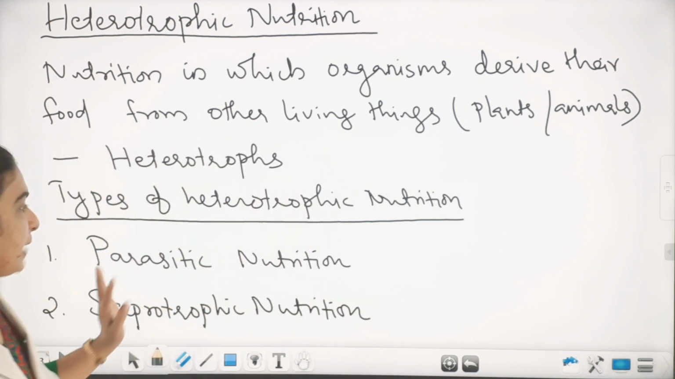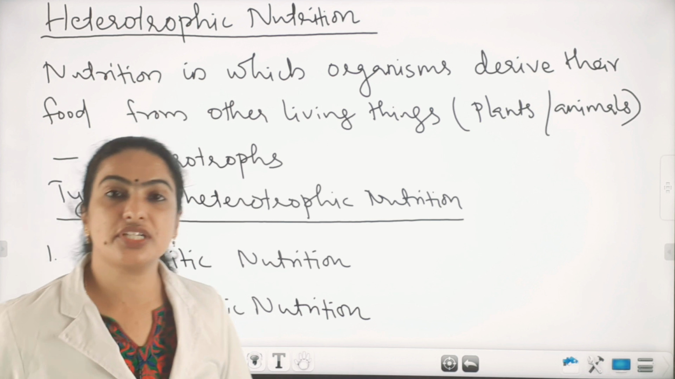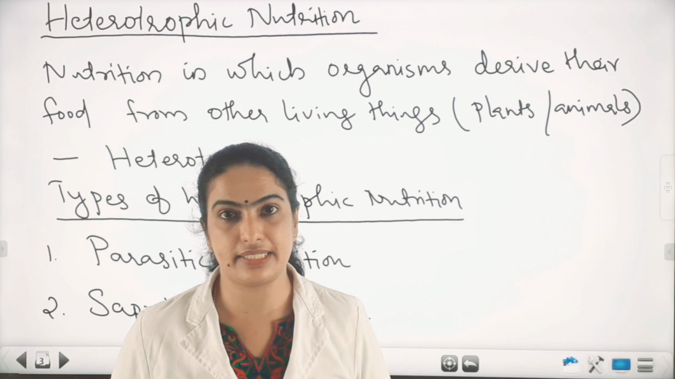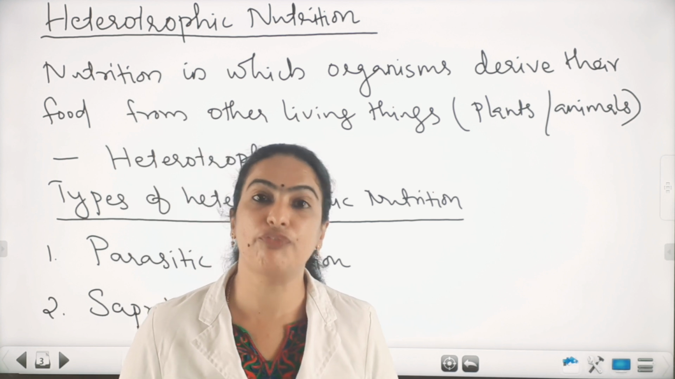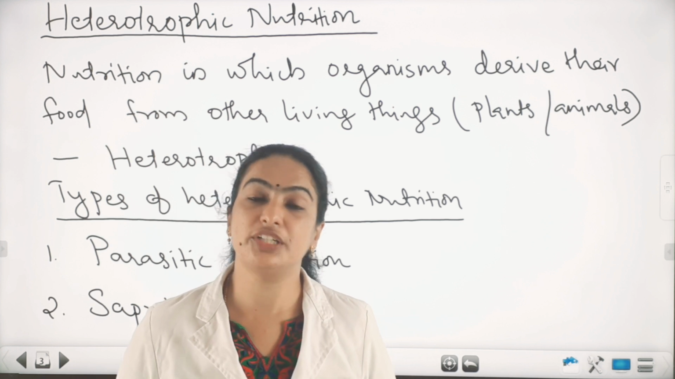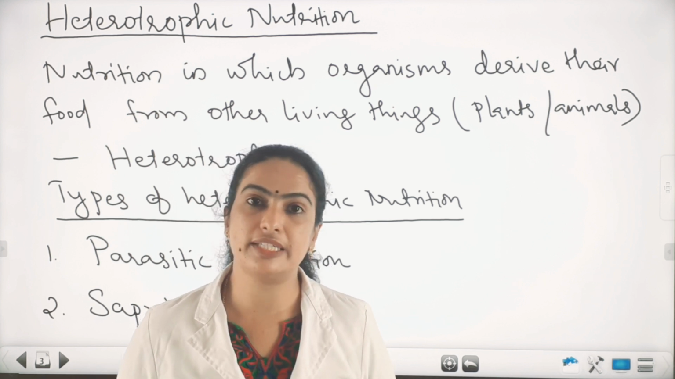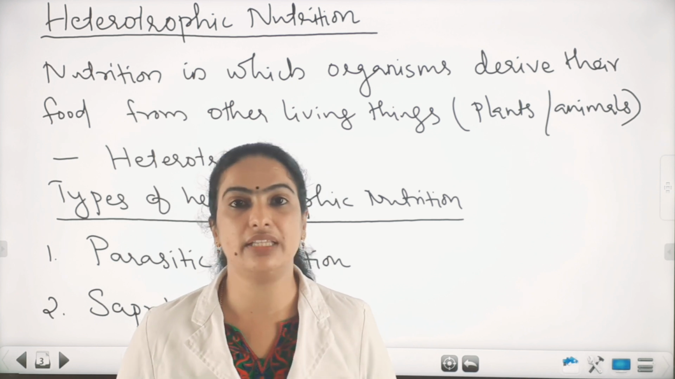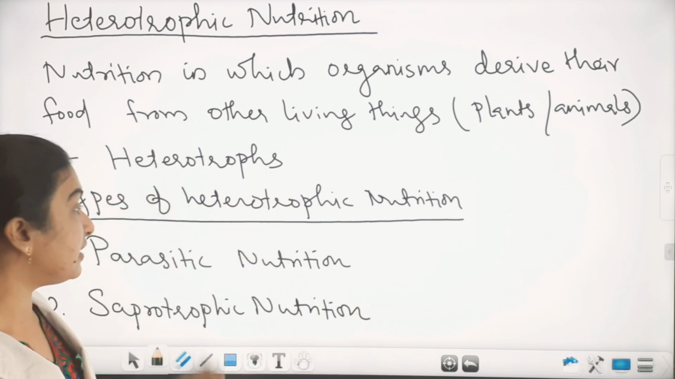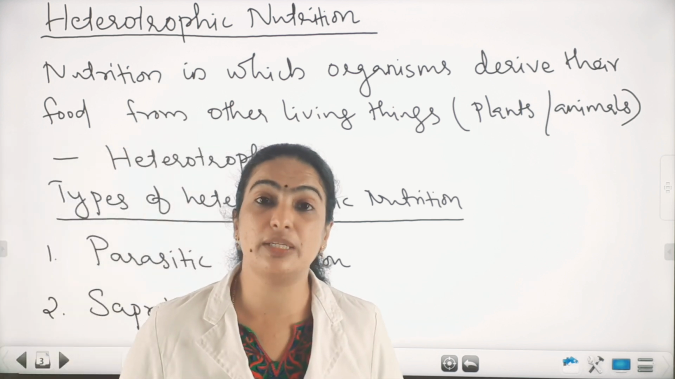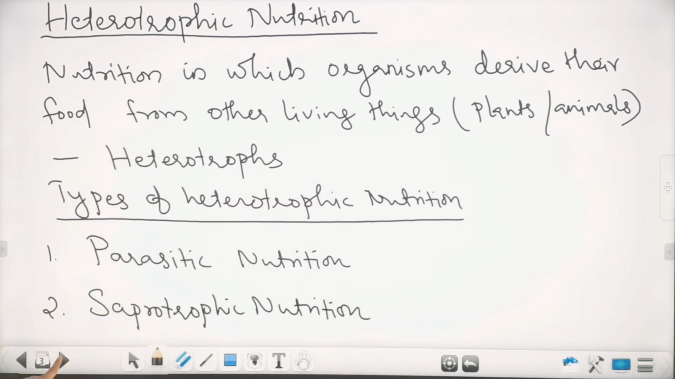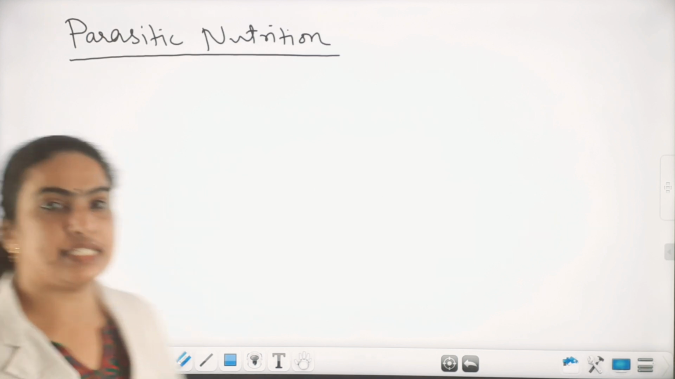Here, the first one, parasitic nutrition, means the nutrition in which organisms derive their energy from other living things. They are depending on others for food and shelter. But in the case of saprotrophic nutrition, the organisms depend on dead and decaying matter, which we can see in detail. First we can see parasitic nutrition.